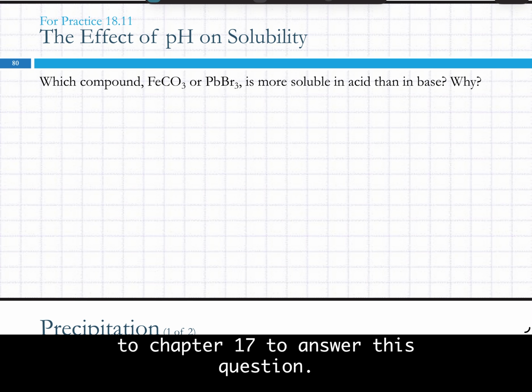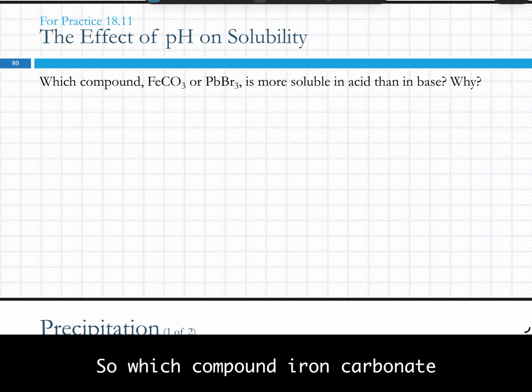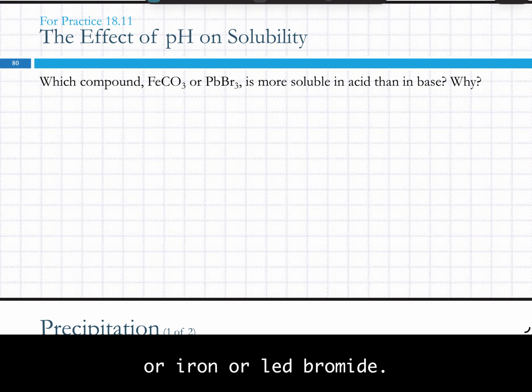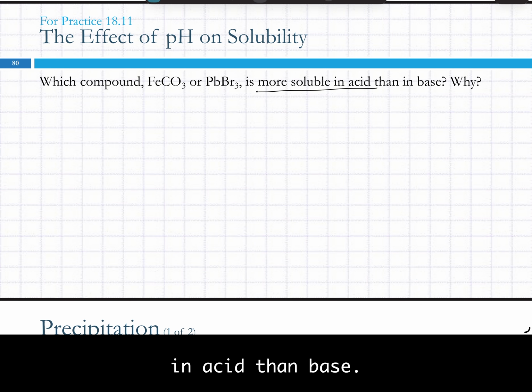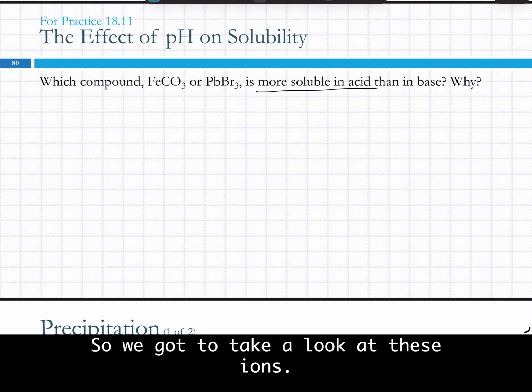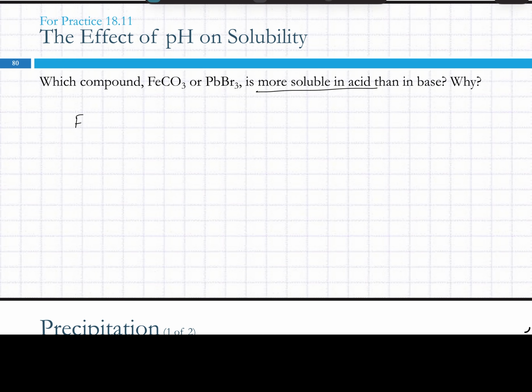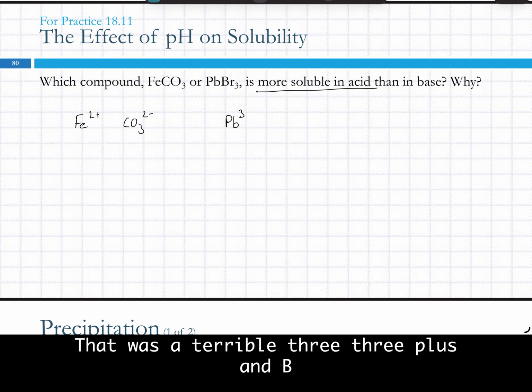So again, we have to think back to chapter 17 to answer this question. Which compound, iron(II) carbonate or lead(III) bromide, is more soluble in acid than base? We have to take a look at these ions: Fe2+, CO3 2-, Pb3+, and Br-.